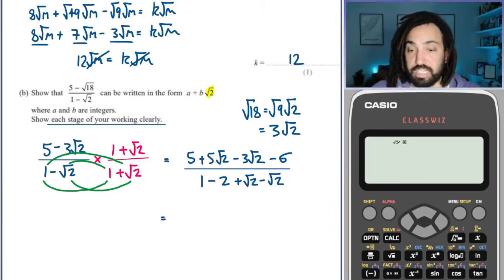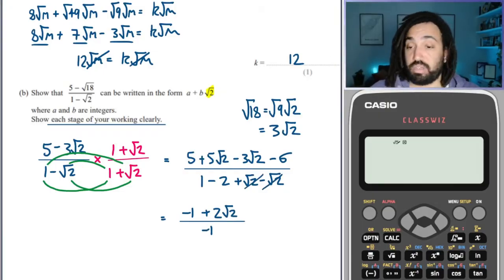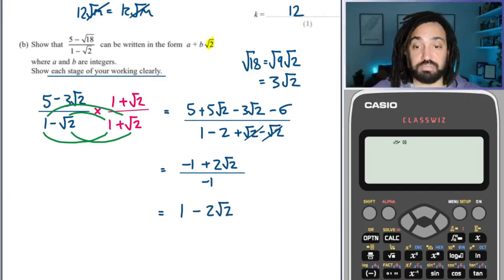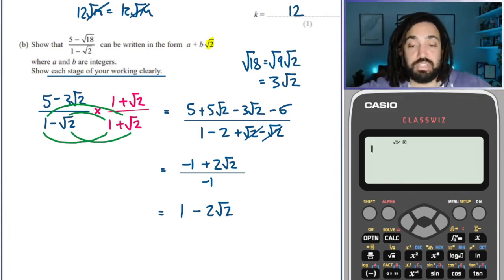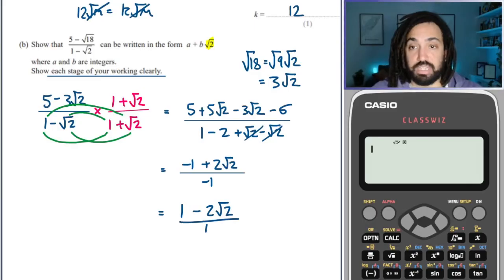Okay, so let's collect the things at the top. We've got minus 1, because we've got 5 minus 6, and we've got plus 2 root 2. And that's all over, again, these will cancel with each other, so it's just minus 1. Okay, so we can divide the numerator by minus 1 to cancel the denominator. So this gives me a positive 1 and it gives me a negative 2 root 2. Multiplying the top and the bottom by a negative is going to give us this, all over 1, but of course we don't need to write that. So we get it in the form that we want.